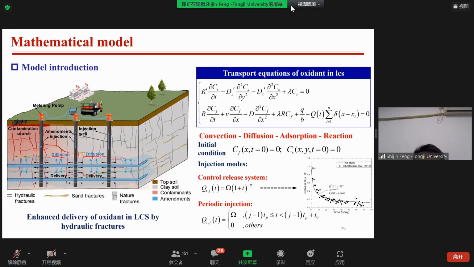This figure shows a multi-well injection process for the oxidation remediation of fractured LCS. The oxidant enters the hydraulic fractures from the injection well, and then enters the surrounding low permeability soil by diffusion. In this process, the fracture reduces the transport distance of the oxidant and hence shortens the transport time, achieving enhanced delivery.